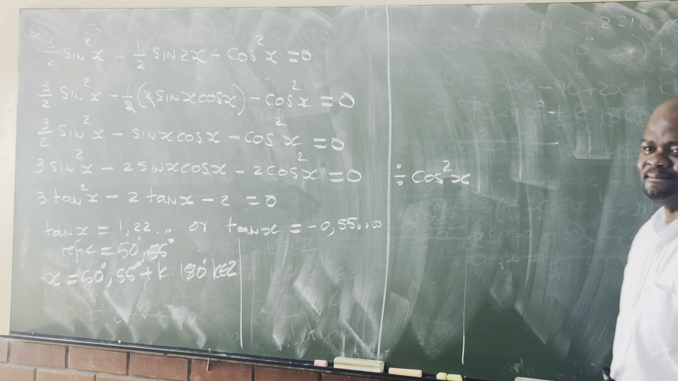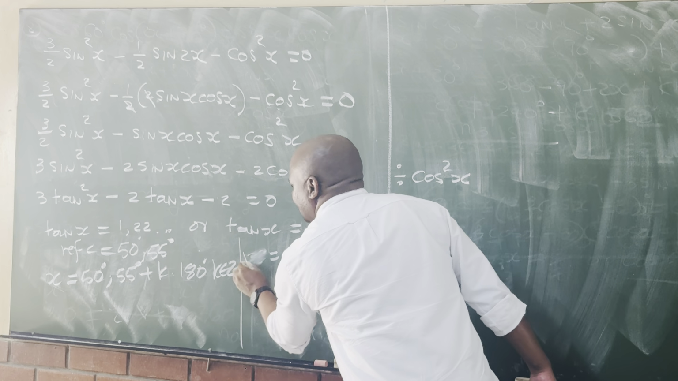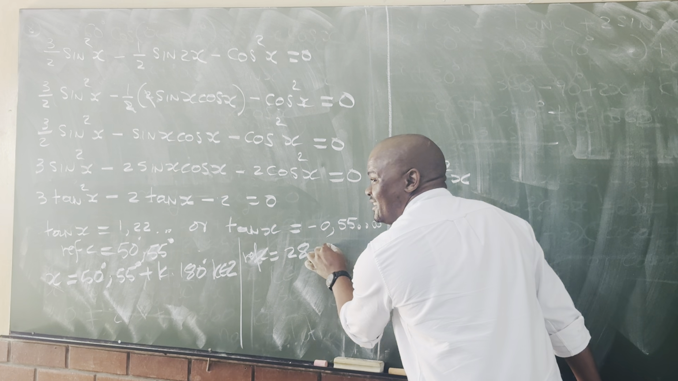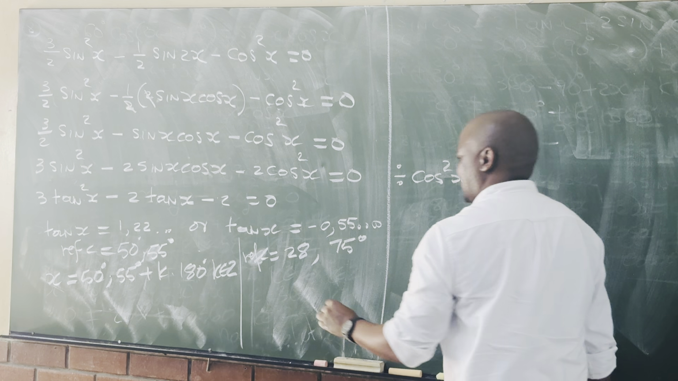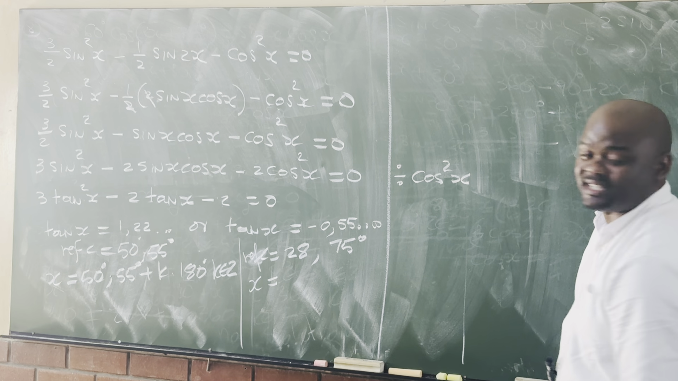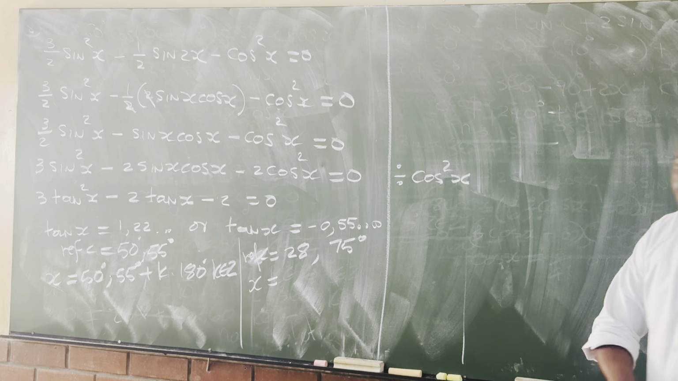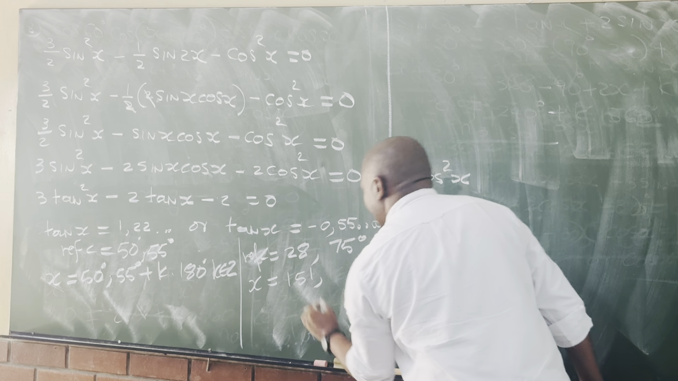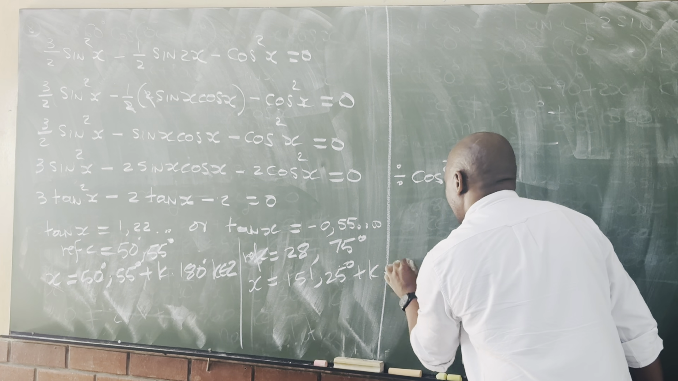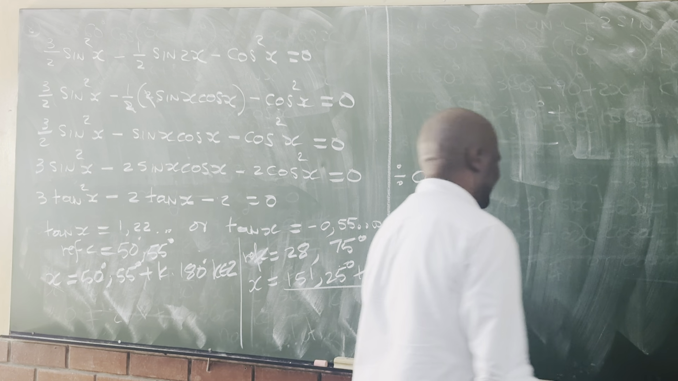Then now what about this one? 28. So the reference angle is equal to 28,75 degrees. And then in the second quadrant, x equals 180 minus 28,75, which is 151,25 degrees plus k times 180, where k is an element of integers. Yeah, very good.